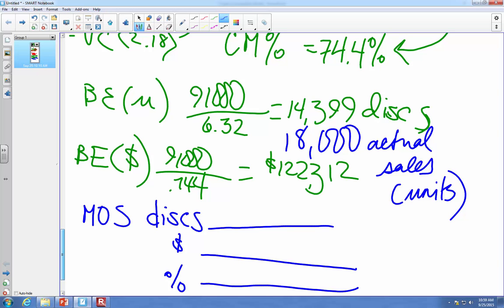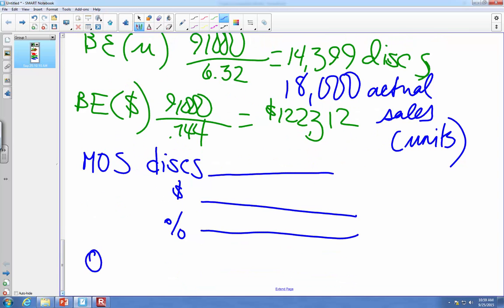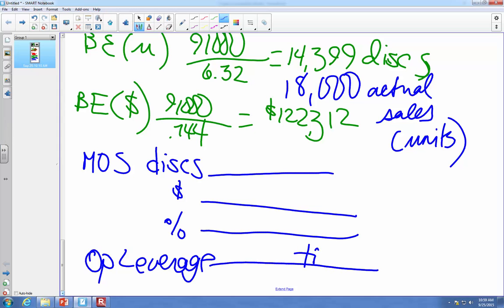We're almost out of time. So what we're going to do on Monday, I don't know if I can save the smartboard and bring it back up and try. And then also, obviously, the next thing you need to do for me is figure out operating leverage. And you're going to do that at the 18,000 level. So I'm actually selling 18,000 units. Calculate my operating leverage.